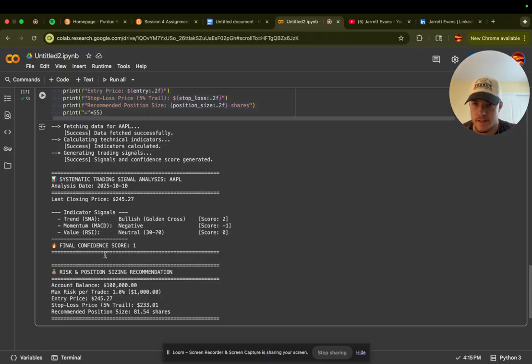So this is a perfect example of how a systematic approach helps manage conflicting signals and leads to more intelligent trading decisions overall. And finally, we translated this signal into a precise position size to ensure the trade is managed with proper risk controls, like we talked about at the end. So this entire process from data fetching to the final recommendation gives us a complete and actionable trading plan.